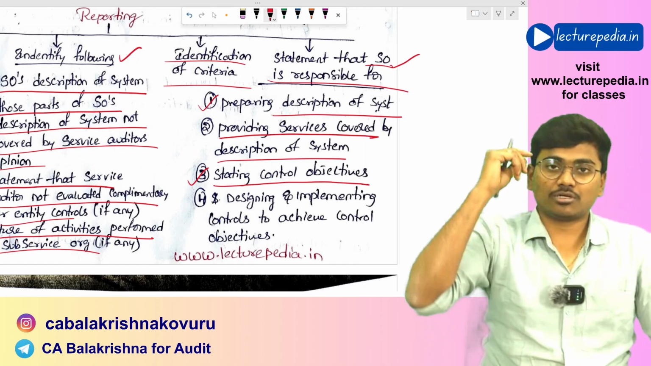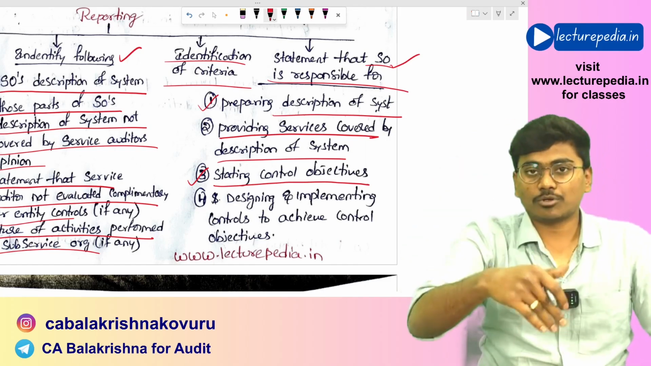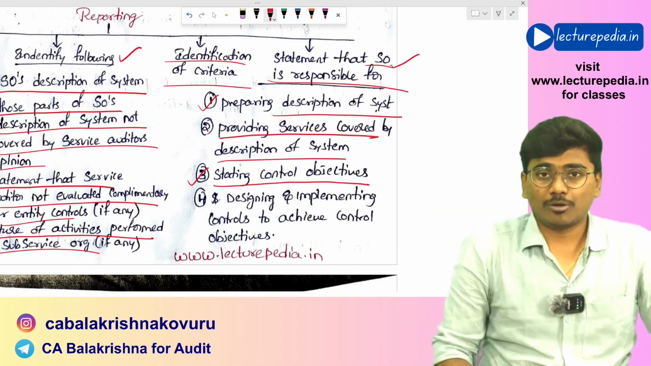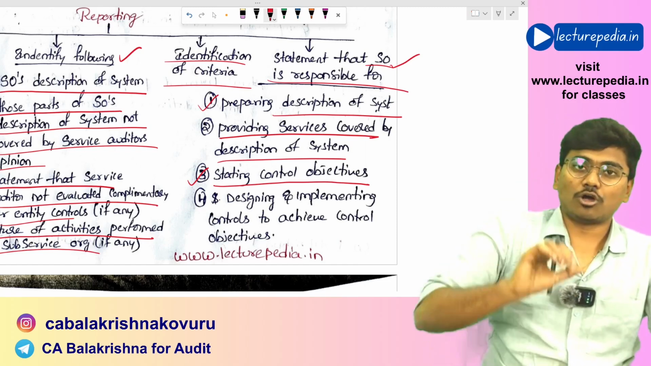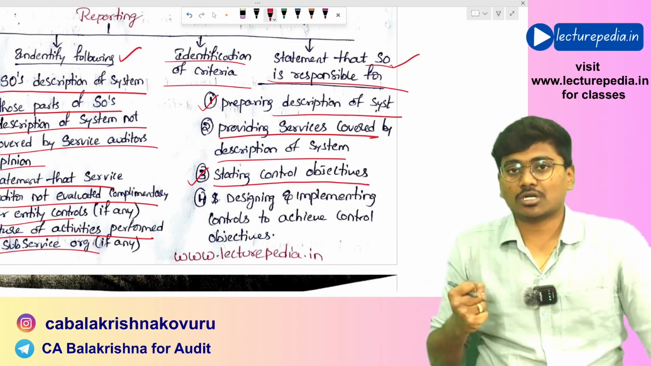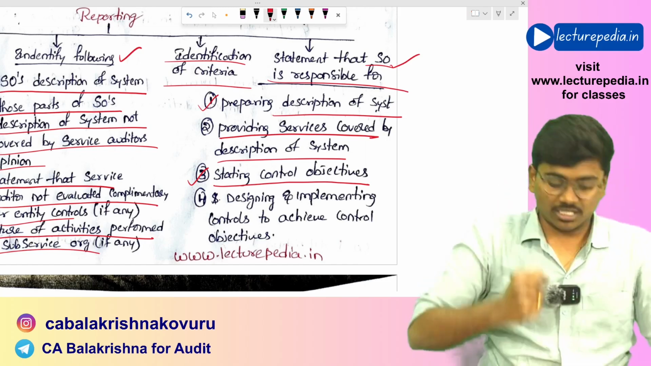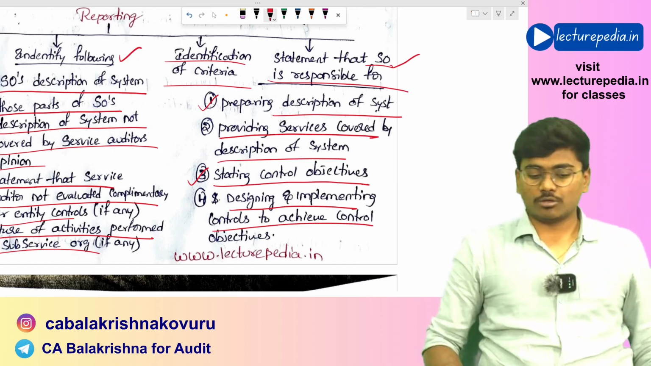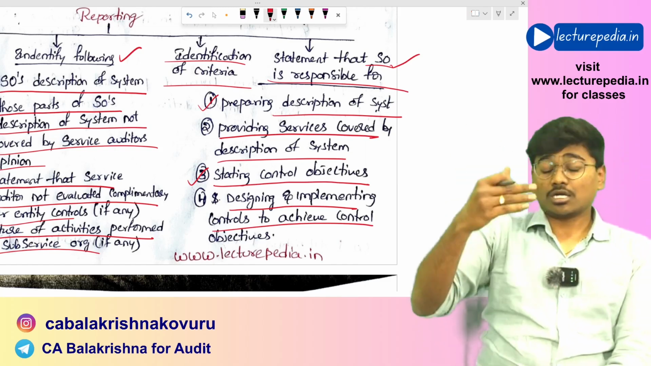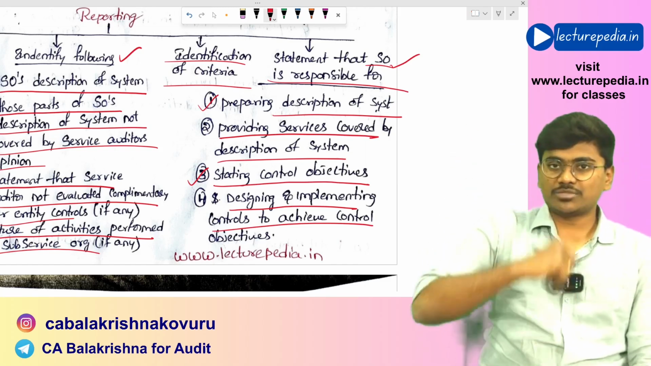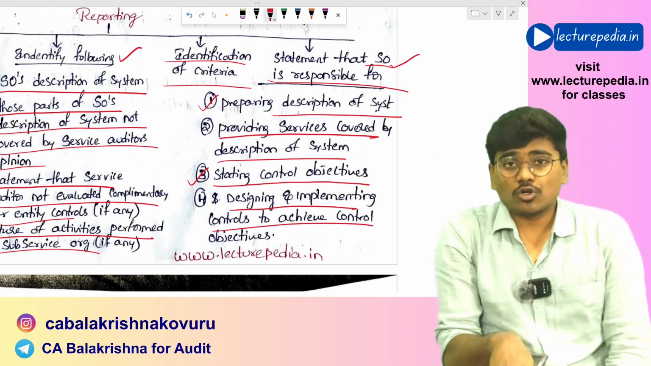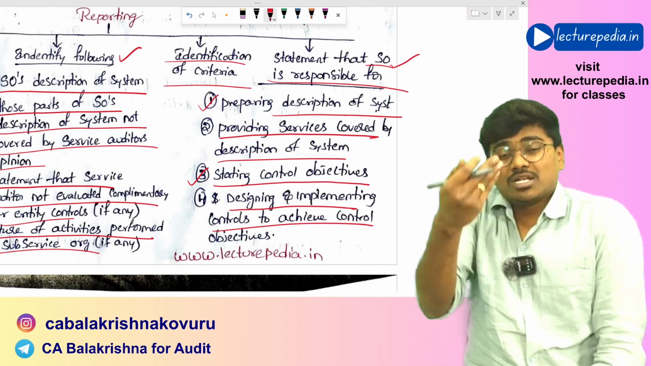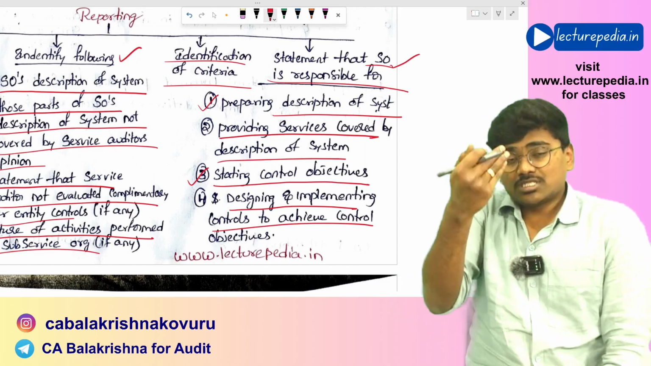In the description of the system with respect to the services they are providing, there will be various control objectives. So what will be the control objectives that will be achieved at the service organization? This must be stated by the service organization itself. And designing and implementing controls to achieve those control objectives. You have set some control objectives now. In order to achieve those control objectives, what controls will you design and what controls will you implement?